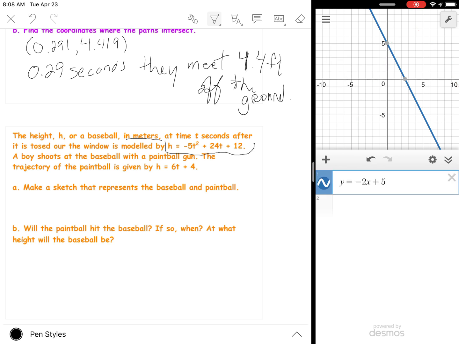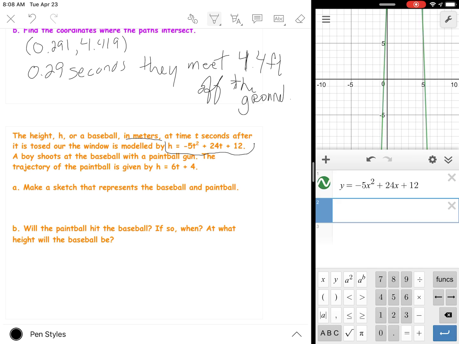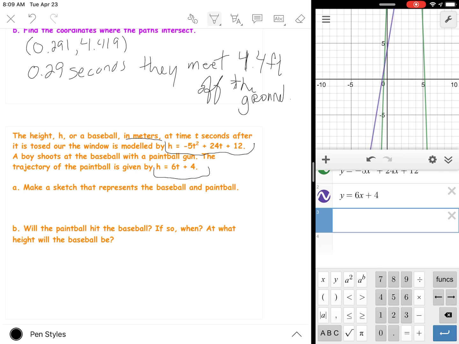So I'm going to clear out my two graphs, and I'm going to put in my parabola again. So y equals, again, y is going to take the place of h. Negative 5, x is going to replace t, so x squared plus 24x plus 12. Okay, and then I've got my line of a trajectory of a paintball gun. So this paintball gun is going to follow the line, and I'm going to go with y instead of h equals 6x plus 4.